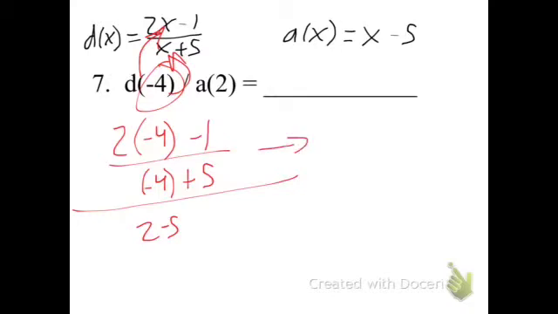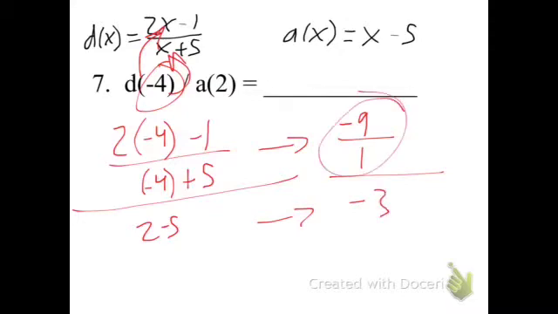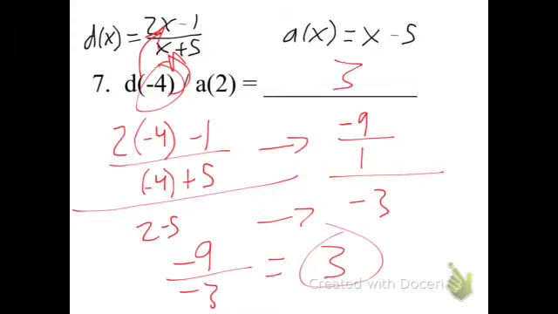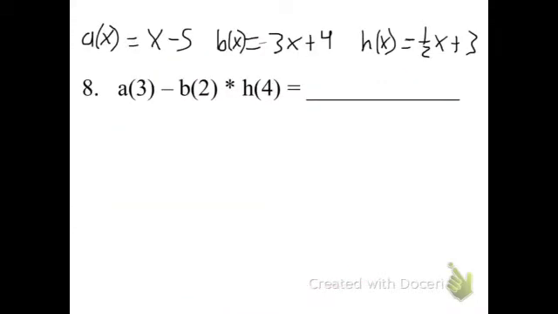Simplifying the top is going to give you 2 times negative 4 is negative 8 minus 1 gives you negative 9 on top. And then we got negative 4 plus 5 is just 1. And then on bottom, that's just negative 3. And so this top here, negative 9 divided by 1 is just negative 9. And on bottom we got negative 3. So negative 9 divided by negative 3 gives you positive 3. And that's going to be your final answer there for 7.